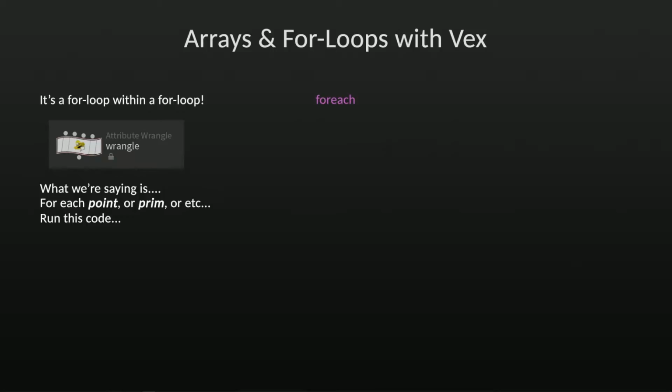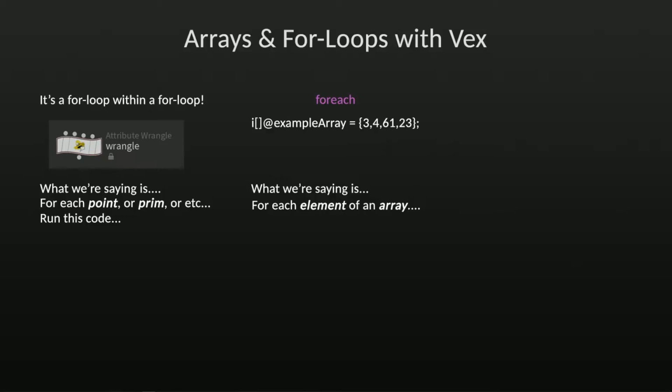So when we say for each within that wrangle, what we're saying is for each element of an array, such as this as an example, run some sort of code. And that's the main difference. The for each works on arrays, whereas our wrangle goes through each individual point or primitive. And that's how we're able to have a for loop within a for loop. The syntax looks like this. We have for each, we start with a variable, semicolon, and then we have the array that we're trying to go through. And then within curly brackets, we say do this.